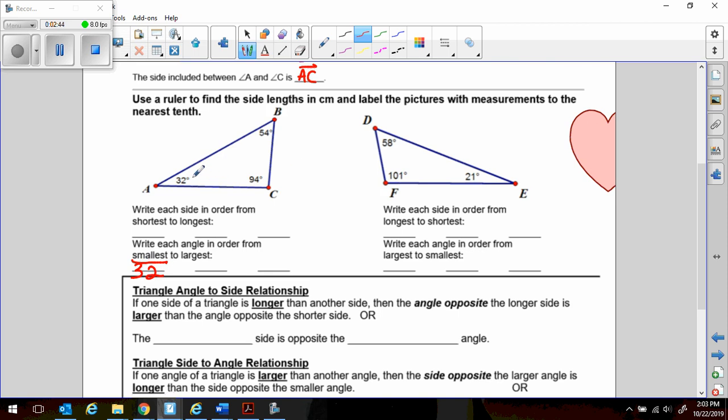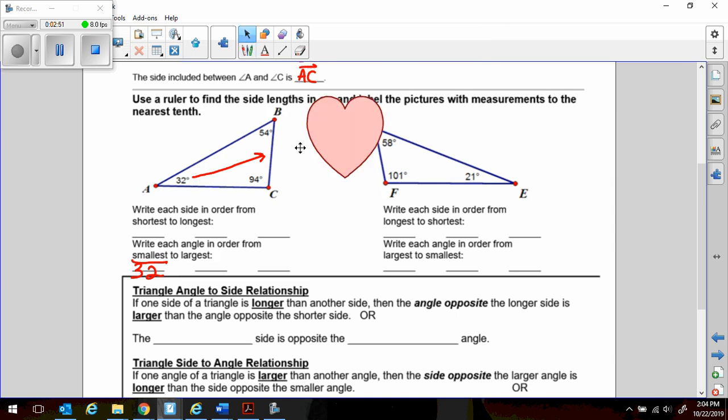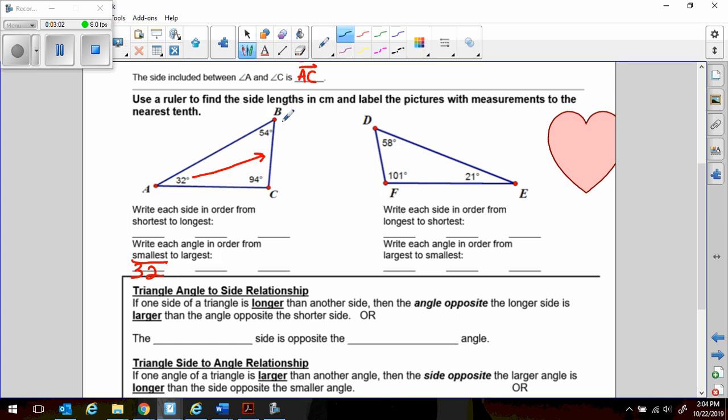Well, remember, my opposite side is going to be my smallest side. So if you guys cover up 32 with your hand, cover up angle A, the side that we can see all of is going to be BC. So BC is my opposite side. This is going to be my smallest side, shortest side, BC. My medium angle is going to be 54: 32, and then 54, and then 94. So 54 is my middle one.